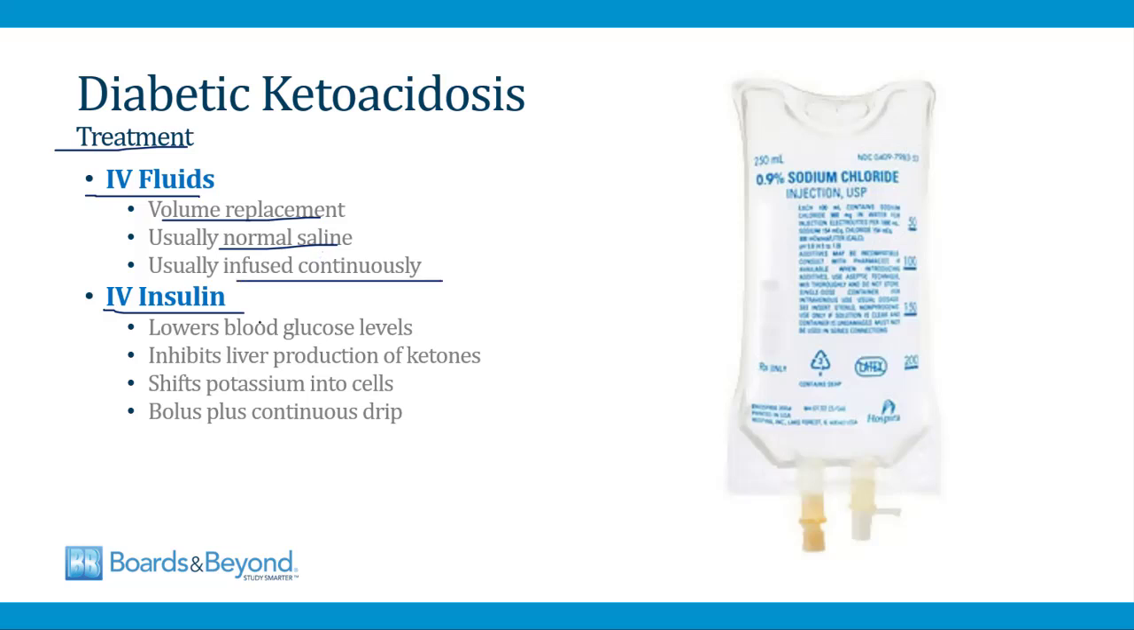IV insulin is important for a couple of reasons. First of all, it lowers blood glucose levels, but more importantly, it inhibits the liver production of ketones, which will resolve the metabolic acidosis. It also shifts potassium into cells, which can help to resolve the hyperkalemia. And usually insulin is given as an intravenous bolus followed by a continuous drip.